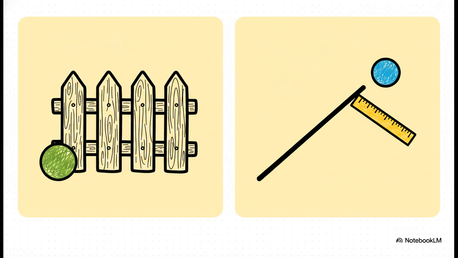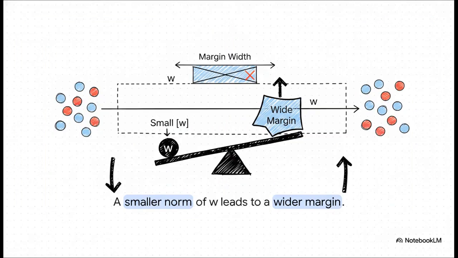So to get the actual physical distance between the line and the point, we need the geometric margin. The geometric margin is a scaled, normalized version of the functional margin. That is what gives us the true, ungameable distance in space. And there's a really fascinating relationship here. A smaller norm of W actually leads to a wider margin. It's an inverse relationship, which is a surprisingly neat mathematical trick. Because our distance formula divides by the weight vector norm, shrinking that weight vector physically stretches the margin wider. So minimizing the weight vector literally creates a better, cleaner separation between our data classes.